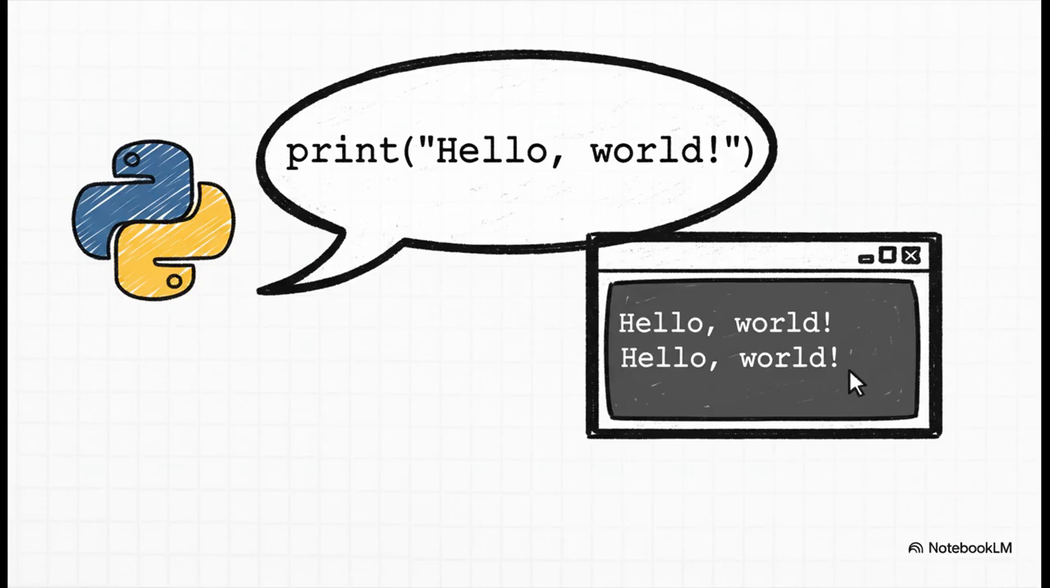Take a look at this. Believe it or not, what you're seeing right now, that's it. That's a complete, fully functional Python program. All it does is tell the computer to show "Hello World" on the screen. And that right there is the whole magic of Python. It's built to be straightforward and get things done fast.